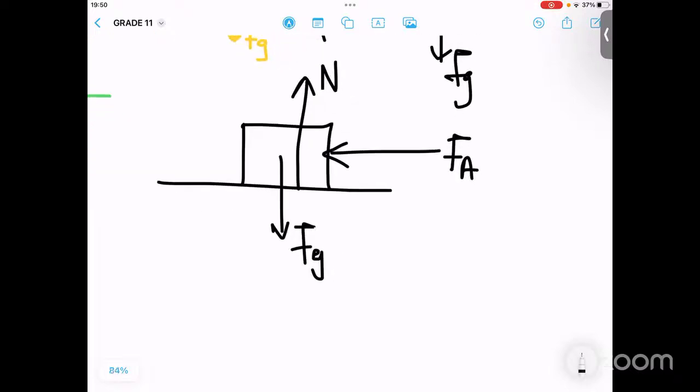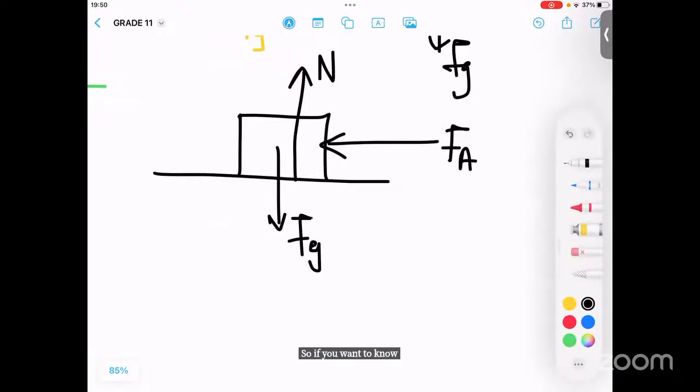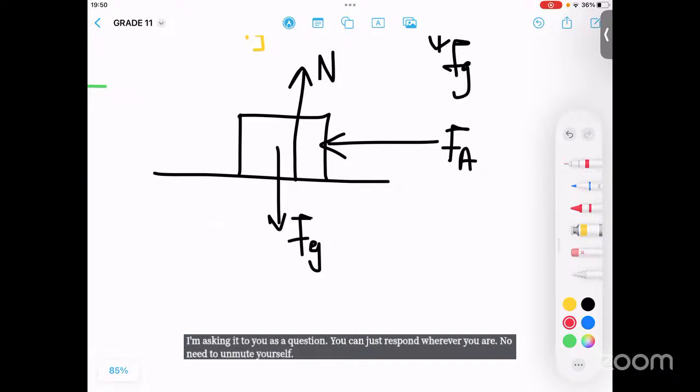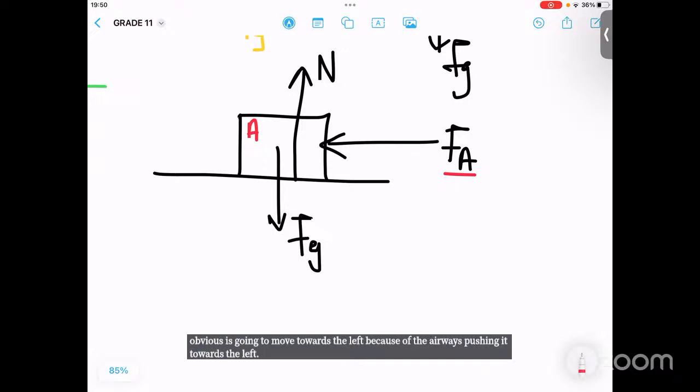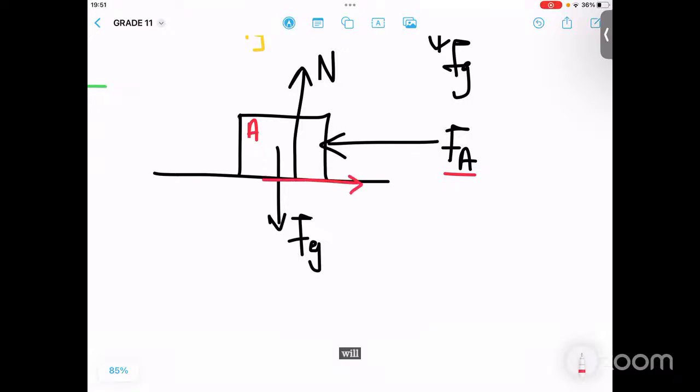If you want to know in which direction is the frictional force, you just need to know in which direction the object is moving. I'm asking you as a question. You can just respond wherever you are, no need to unmute yourself. This object A, as it is being pushed by the applied force, will it move towards the left or towards the right? Obviously, it's going to move towards the left because the arrow is pushing it towards the left. That means the frictional force will be in the opposite direction.